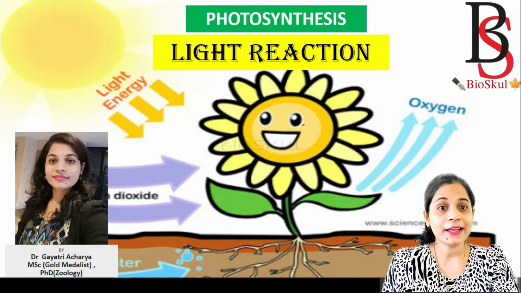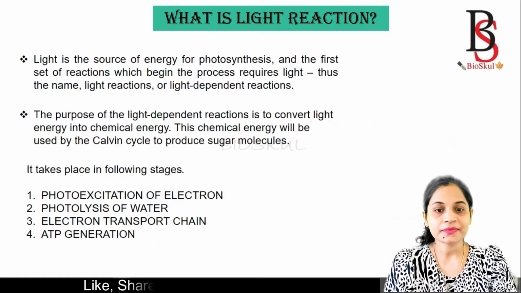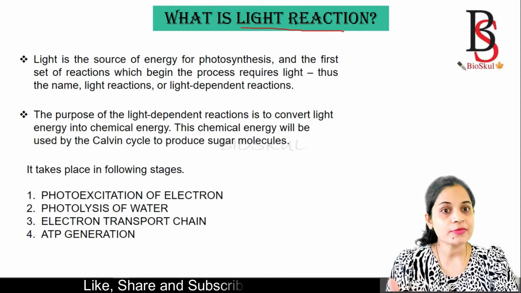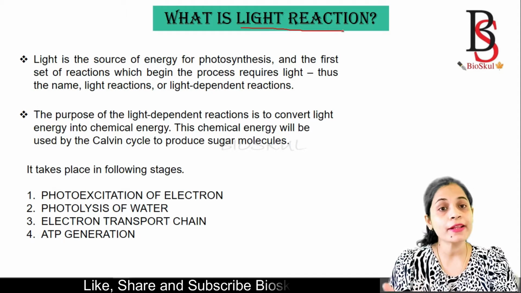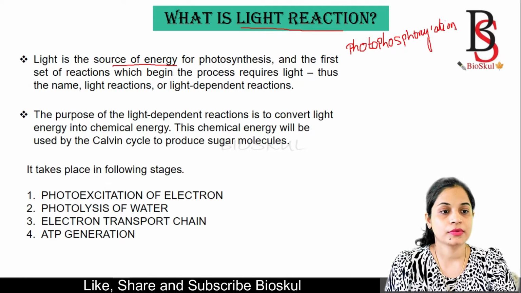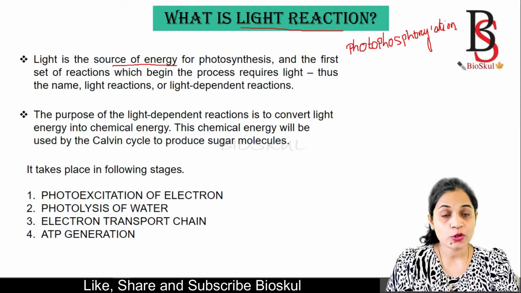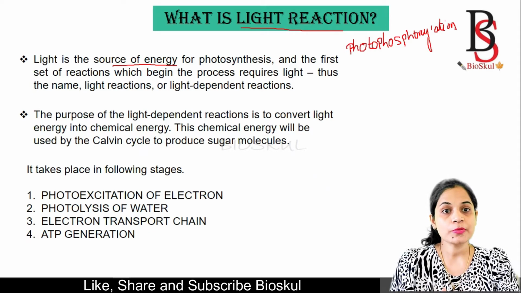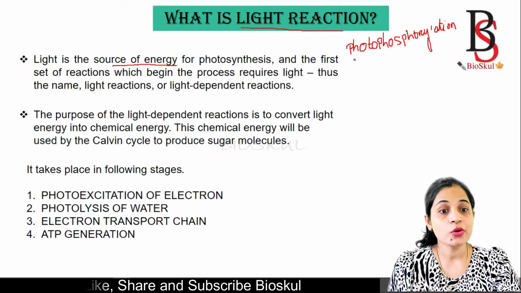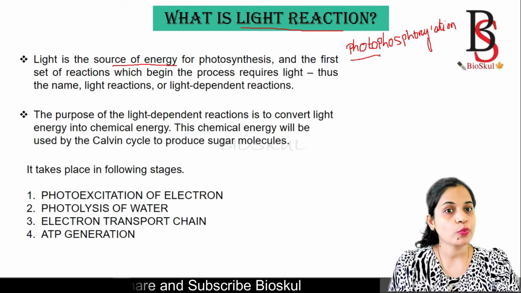So let's know in detail about the light reaction. You know why it is called the light reaction. Light reaction means this type of photosynthesis depends on light, and light is the source of energy. That's why it is known as the light reaction. Light reaction is also known as photophosphorylation. So why is it called photophosphorylation? We know that phosphorylation means the conversion of ADP to ATP. And the production of ATP by using light is known as photophosphorylation.